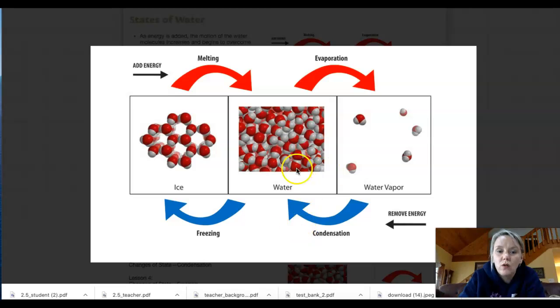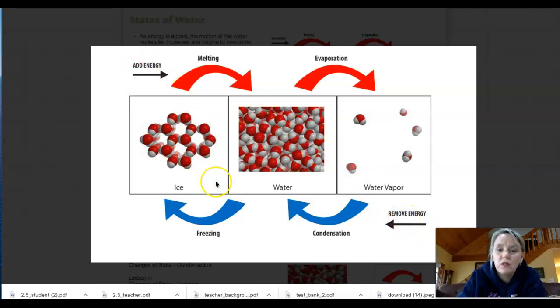All right, so this whole system right here, melting, freezing, evaporation, and condensation, will change water from one of 3 states to another just by adding energy or removing energy. And again, we know this as heat, right? We know this as heat.